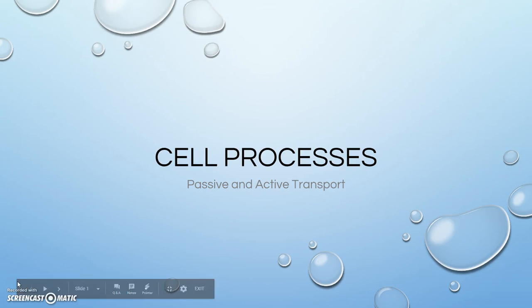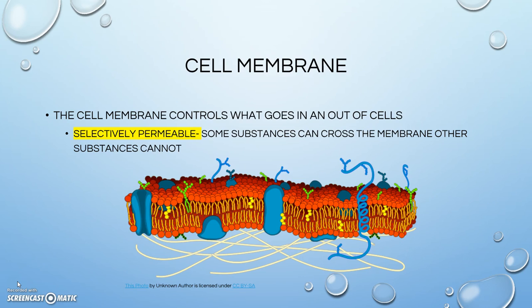Okay, so we're going to talk about cell processes, specifically passive and active transport. So the first thing we talk about is the cell membrane. And if you remember, the cell membrane controls what goes in and out of cells. It's what's called selectively permeable, which means some substances can cross the membrane and other substances can't. Usually they're too big.